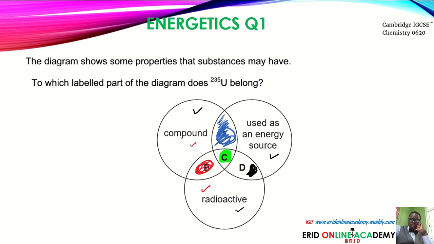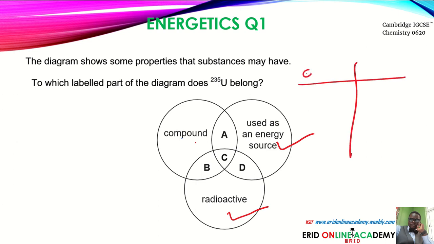So back to this, you can see the options now clearly. Uranium-235 can be used to produce energy. That's correct. Uranium-235 is a radioactive element, but it's not a compound. You should be able to recall the difference between element and compound. An element consists of only one type of atom. A compound consists of two or more types of atoms chemically combined.